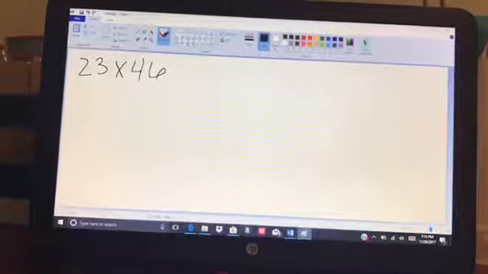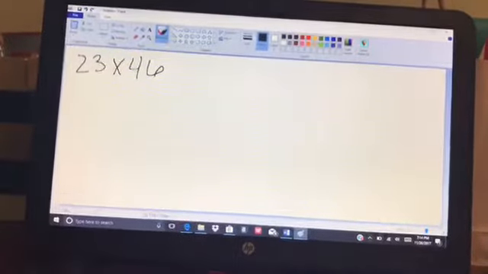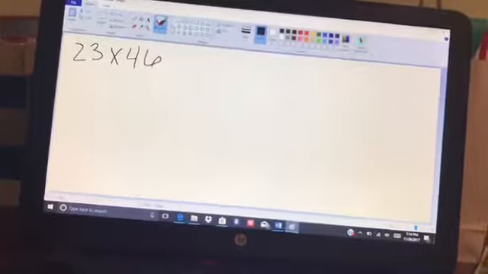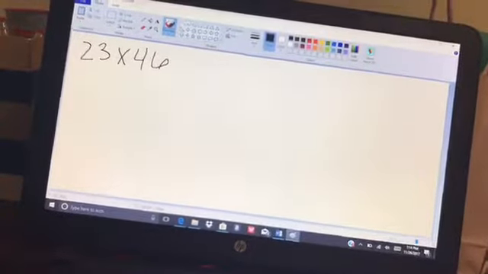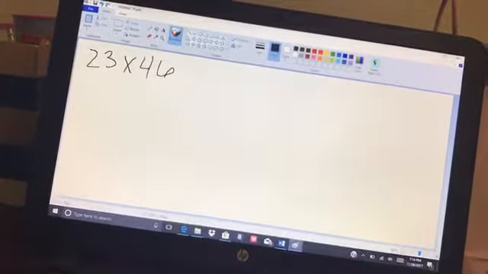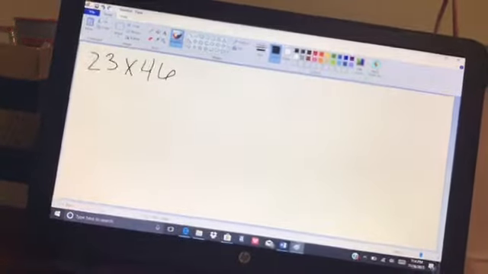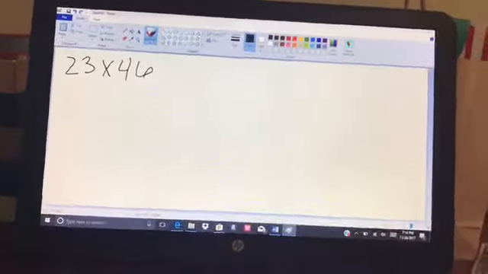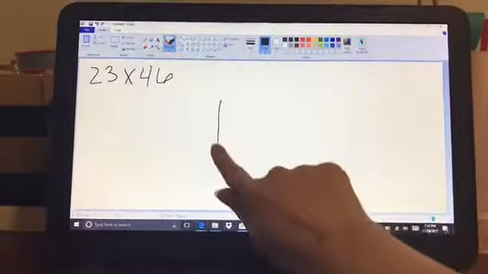How to do the lattice method of multiplication. So first you will draw a square. You will then divide the square up depending on how many digits you have in each factor. In this case, we have a 2-digit number multiplied by another 2-digit number, so I will divide the box into a 4x4. So let's start off with the box.